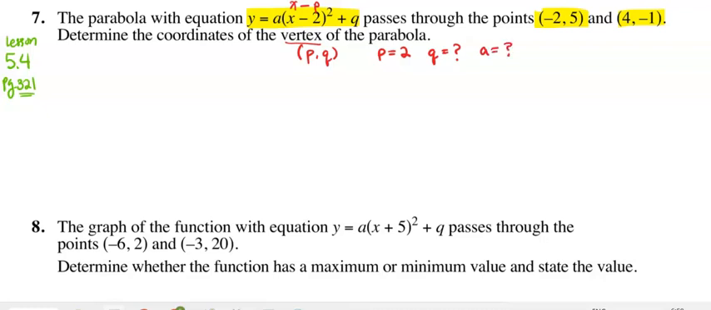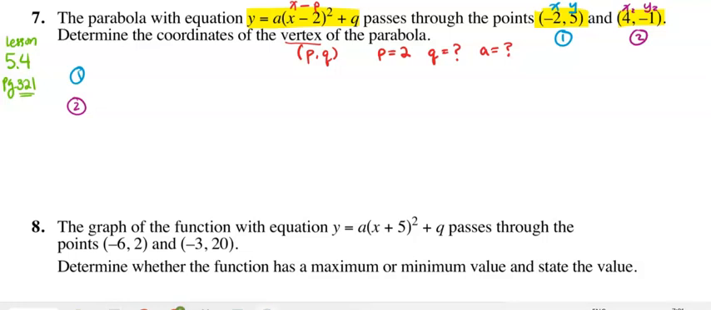Okay, so it seems like I have 2 unknown variables. There's no way I can solve this unless I actually have 2 equations. So that's exactly what we're going to do here. We're going to take this first x and y value and form our first equation. And then we're going to take our second x and y value to form a second equation. So we're going to be using a system of linear equations here to solve for this.